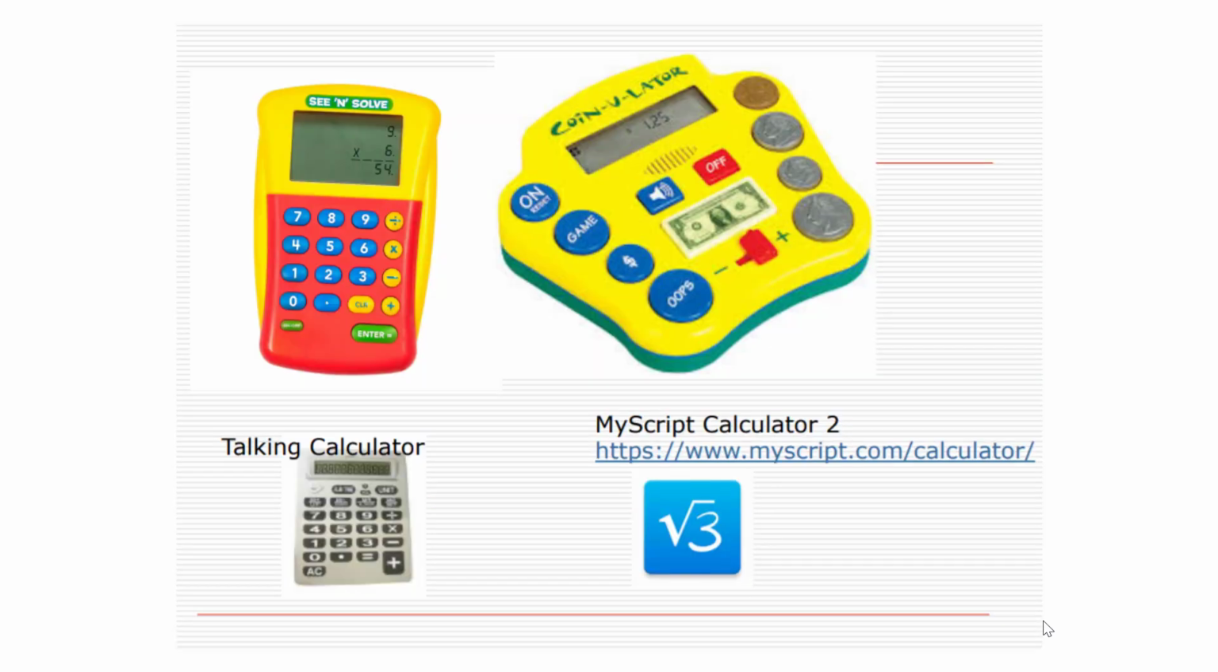There's a variety of calculators that can help with different math computation tasks. There on the screen here are some See and Solve math calculators, talking calculators, and then there is a website with the MyScript calculator too that you can check out as a possible support for differentiation.